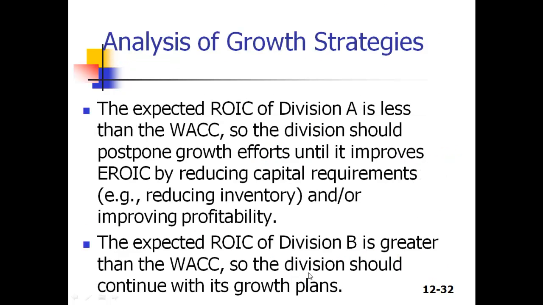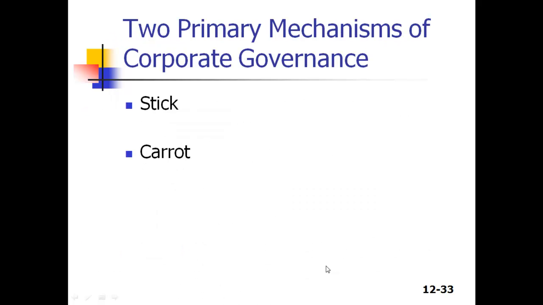Okay, now let's do an analysis of growth strategies. The expected return on invested capital of Division A is less than WACC, so the division should postpone growth efforts until it improves the expected return on invested capital by reducing capital requirements and/or improving profitability. The expected return on invested capital of Division B is greater than WACC, so the division should continue its growth plans. Okay. Now we are changing gears.